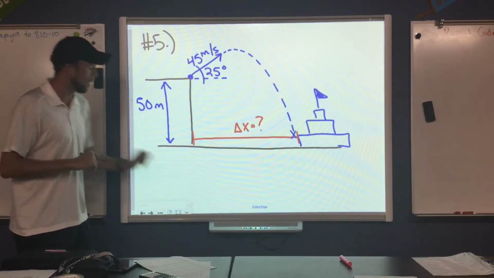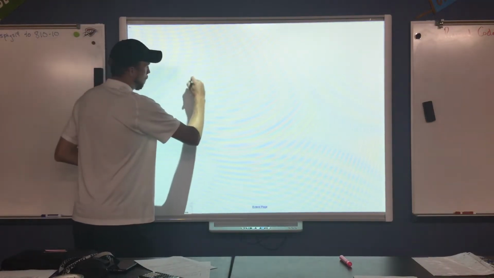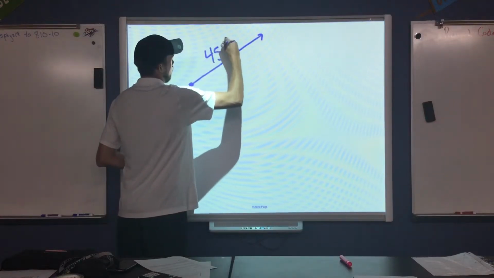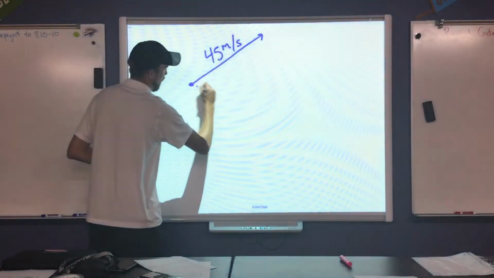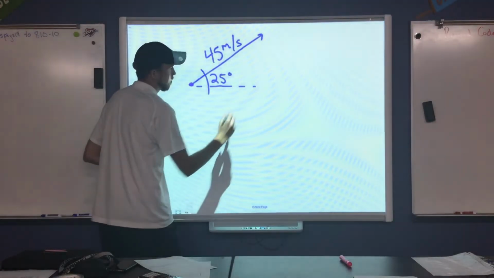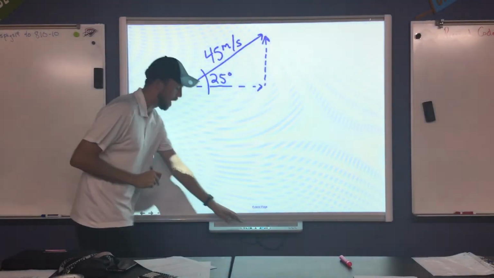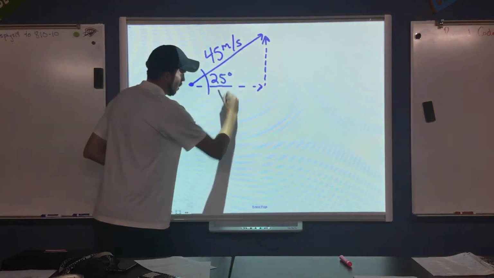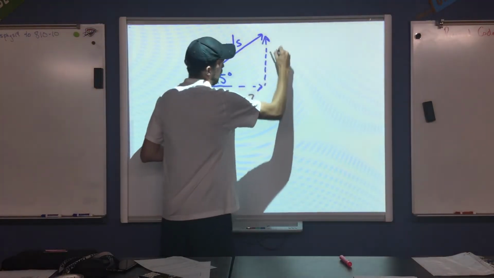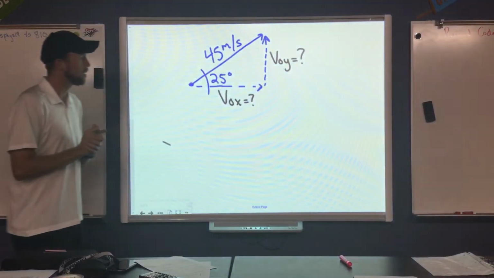So I'm going to scroll down here just a little bit, and I'm going to redraw the picture for our velocity vector, 45 meters per second at an angle of 25 degrees. So what I will do here is draw in the components of my velocity initially. Initial velocity in the x is equal to, you don't know yet, and initial velocity in the y is equal to also something we don't know yet.